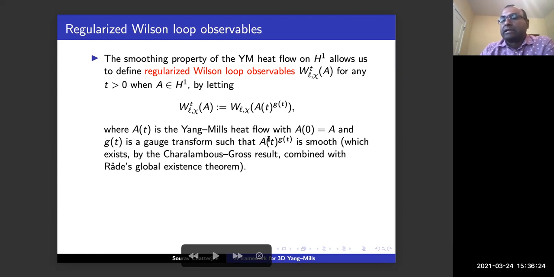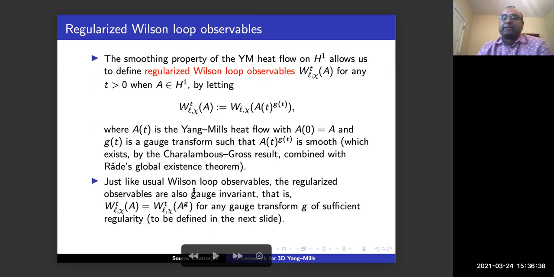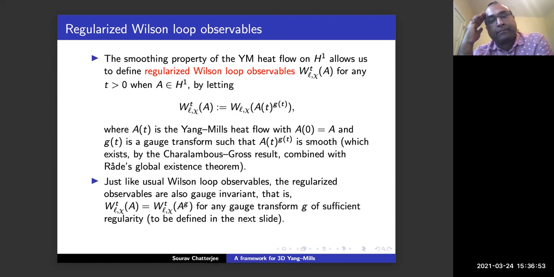And then you can show that it's well defined. So it doesn't matter which gauge transform you choose. But then for any H1 connection, you can define a regularized Wilson loop observable. Just like the usual observables, the regularized observable is also gauge invariant. You can show that if you take A and A to the G, for any gauge transform of sufficient regularity, you get the same observable. So the regularized observables are also defined in the quotient space.